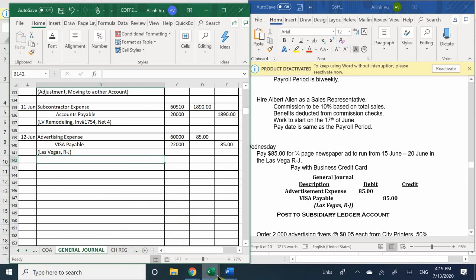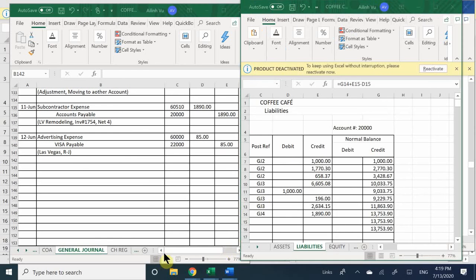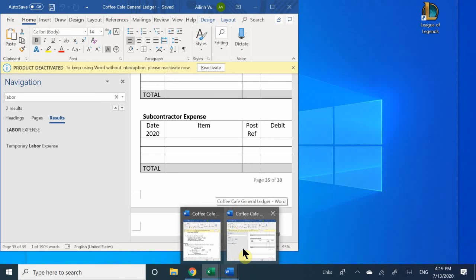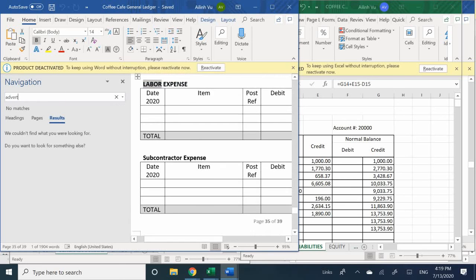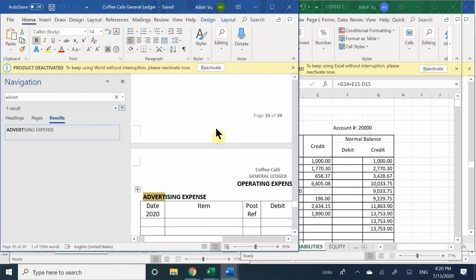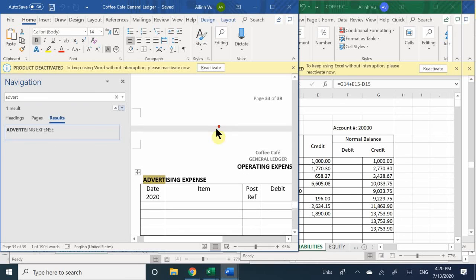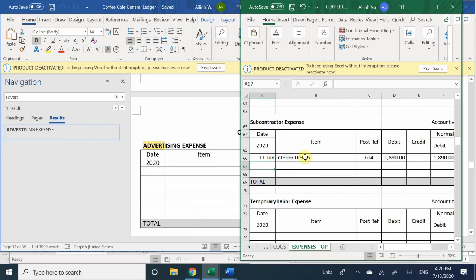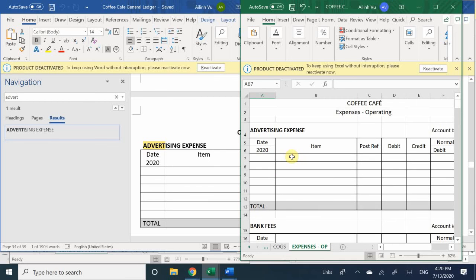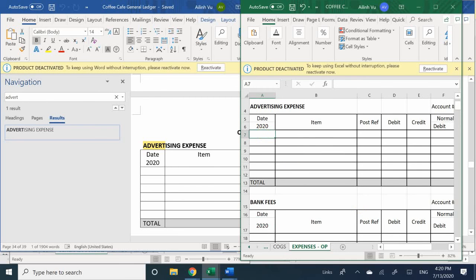And now, for the ledger, we go to the general ledger, not the subsidiary. Advertising is going to be at the top of page 34. Advertising expense is our very first one, and we're going to indicate the date on here, which is June 12th.